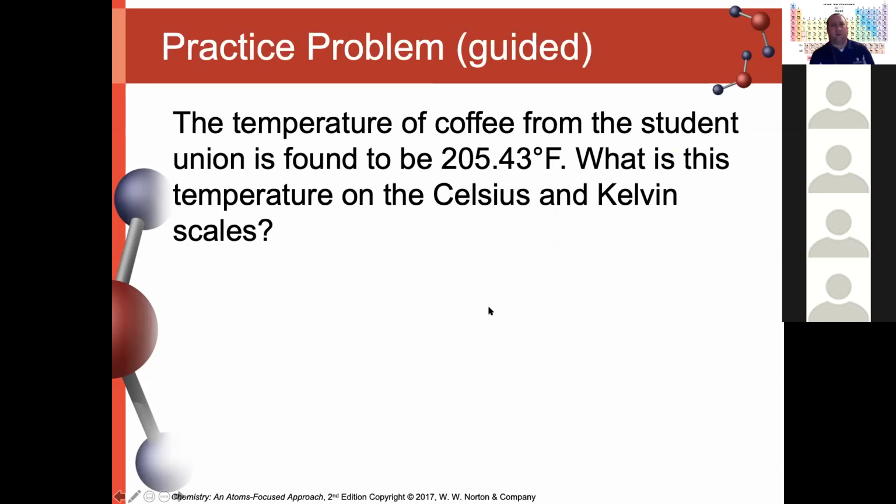All right, so let's do a quick practice problem where we do a conversion of this type. The temperature of coffee from the student union is found to be 205.43 degrees Fahrenheit. Now, first of all, let me say, if you take the temperature of coffee from anywhere and it is that hot, that's a lawsuit waiting to happen. That's stupid hot coffee. That is third-degree burns on your lips and tongue kind of hot.